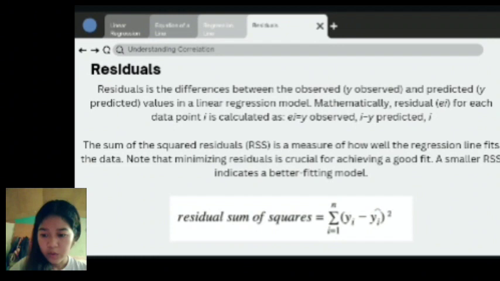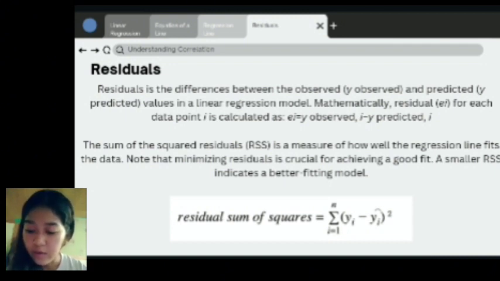And also, analyzing residuals helps assess how well a model fits the data. Ideally, residuals should be random and evenly distributed around 0. If patterns or trends exist in residuals, it suggests that the model may not capture certain aspects of the data.